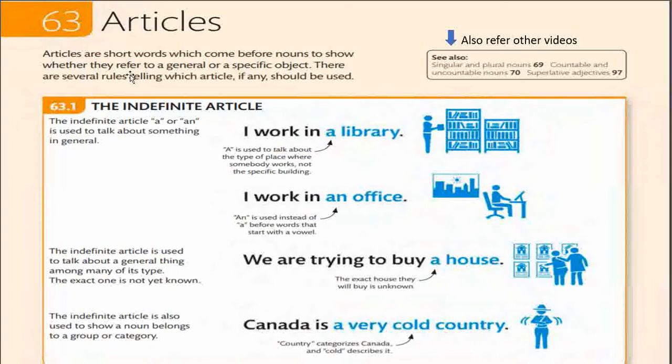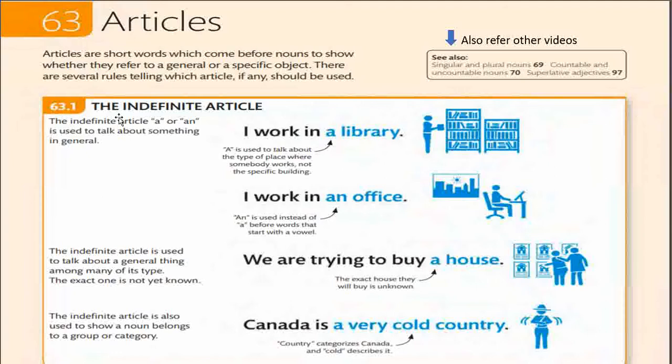Articles are short words that come before nouns to show whether they refer to a general or a specific object. We have just spoken about it. The words make the noun either general or common, or a specific object. There are several rules telling us which article, if any, should be used. If any means in certain cases, articles are not used at all. We will see those kinds of rules as well.